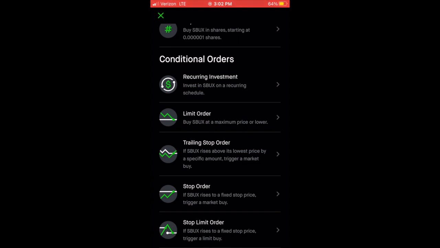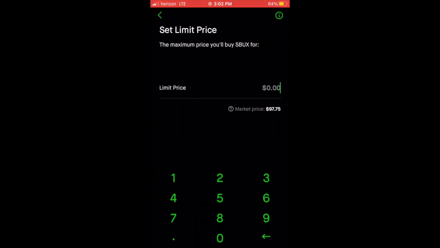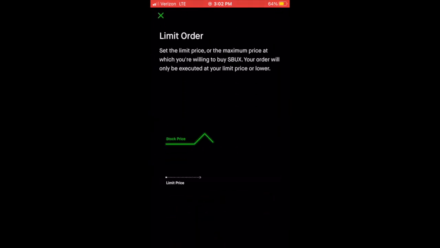The next one down here we've got is a limit order. As you see there, it says buy Starbucks at a maximum price or lower. This is when you want to buy a stock. Here we're using Starbucks, right? And here it gives you a little graph to show you pretty much what it is. You want to buy a stock, but not at the price that it's currently going for. So as I read the description there, set the limit price or the maximum price at which you're willing to buy Starbucks. In our example, your order will only be executed at your limit price or lower.